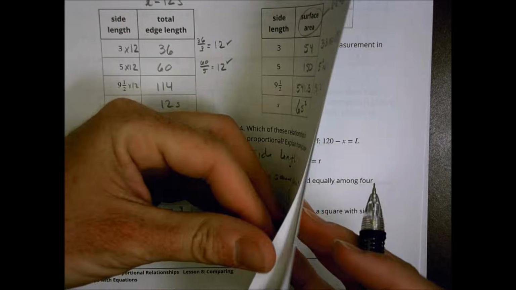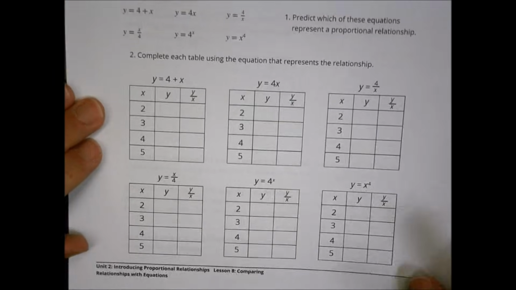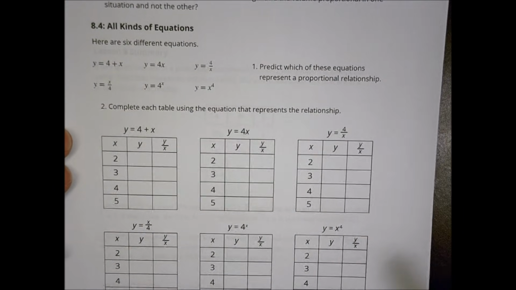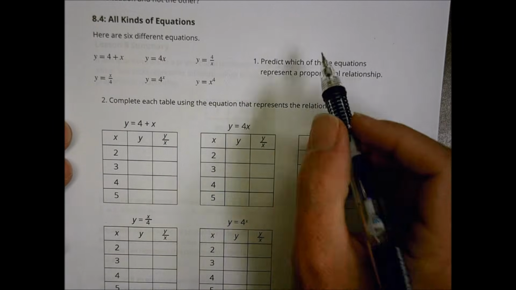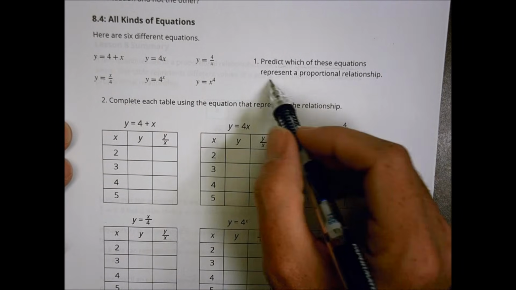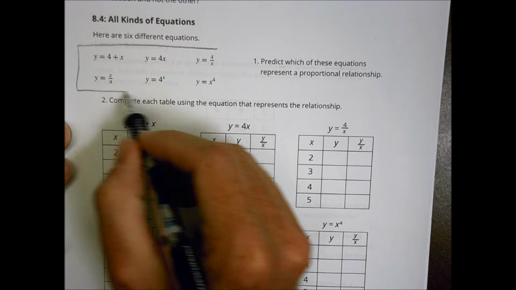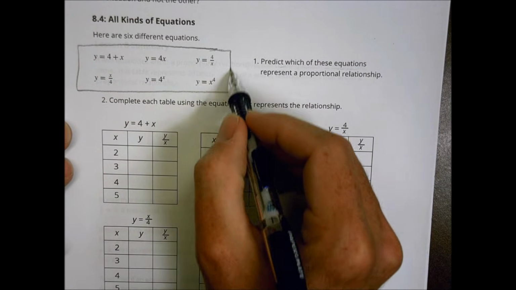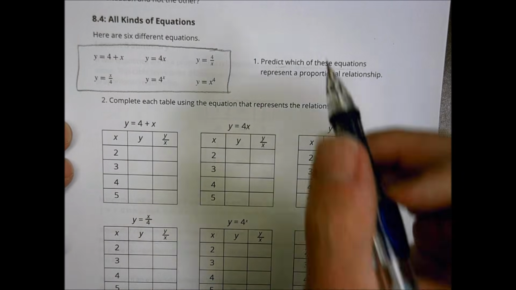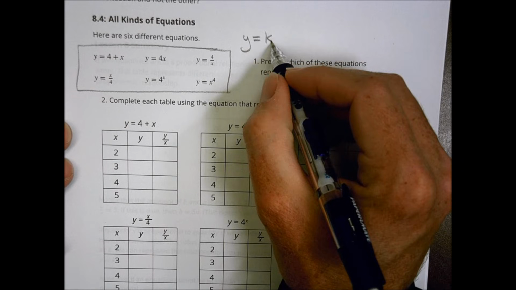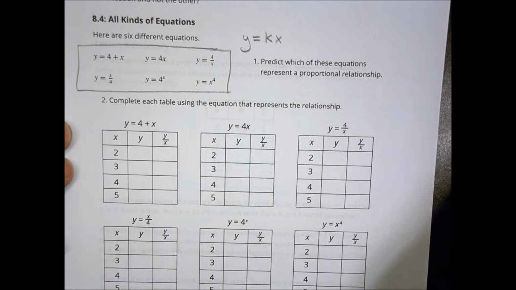All right, turn the page, looking over here. We're going to skip the are you ready for more, and move over to part 4, all kinds of equations. Predict which of these equations represent a proportional relationship. Looking at all of these, you can take a look at your notes, or if you were absent today, we want it to be in the form of y equals kx. That's the form we want it to be in.